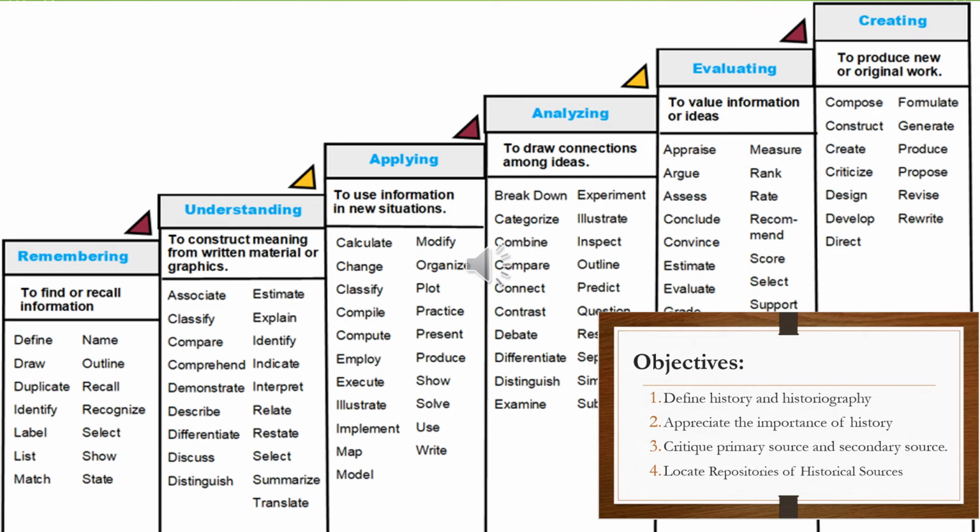And number three, critique primary source and secondary source. That is the cognitive. And number four, locate repositories of historical sources. Actually, this locate, class, since it is psychomotor, it deals with the skills. So it can be placed under the psychomotor. So this is what you will use, as much as possible. So, remembering, understanding, and applying are the lower order thinking skills. And analyzing, evaluating, and creating are the higher order thinking skills. So it is nicer if your use of these six is balanced. There are lower order thinking skills, then also higher order thinking skills, as much as possible.